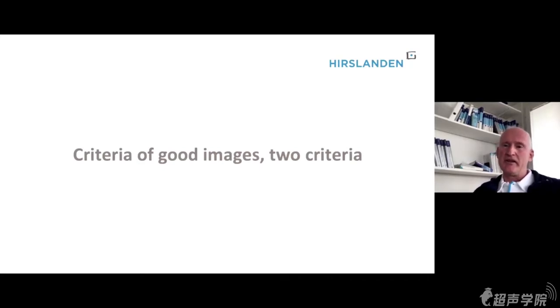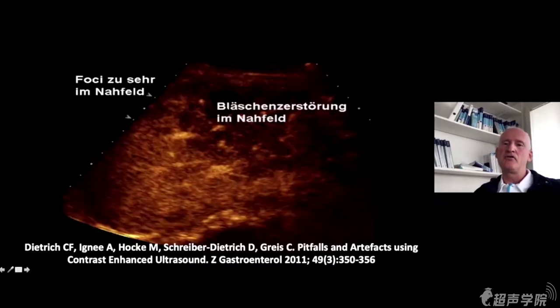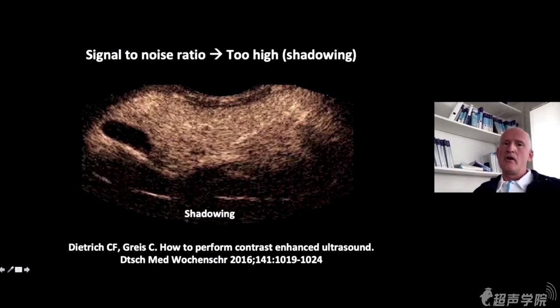The criteria of good images, there are many, but two criteria are most important. Those are to avoid bubble destruction in the near field. It might depend on the mechanical index or a focus which is too close to the near field. Or you have a too high signal to noise ratio and shadowing. So we have quite good signal here, but shadowing downward here. And bubble destruction and shadowing should be avoided.